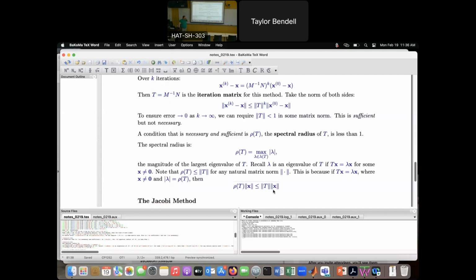So that gives you the idea as to why having a norm less than 1 is at least sufficient for convergence, though it's not necessary. But this slightly smaller, potentially smaller quantity, the spectral radius, being less than 1 is necessary and sufficient for convergence.